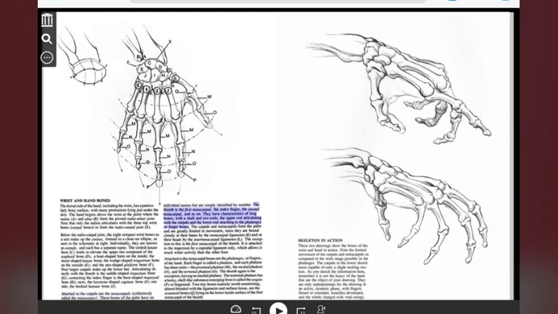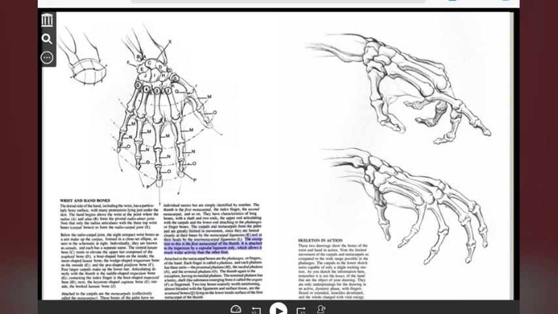The thumb is the first metacarpal, the index finger, the second metacarpal, and so on. They have characteristics of long bones, with the shaft ending in two ends, the upper end articulating with the carpals and the lower end attaching to the phalanges or finger bones. The carpals and metacarpals form the palm and are greatly limited in movement, since they are bound closely at their bases by the metacarpal ligaments, K, and at their heads by the intermetacarpal ligaments, L.